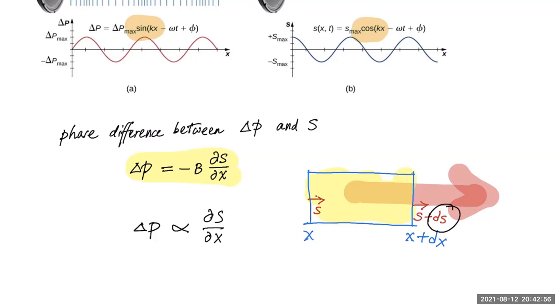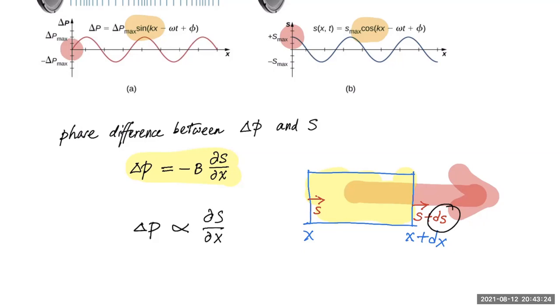That's exactly what happens at, for example, this location. Let me highlight it for you. At this location, where partial S over partial X equals 0, this location right here, S does not change as you move along the X direction, and in the corresponding location, there's no delta P. So delta P is 0.